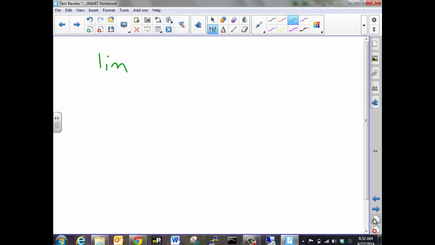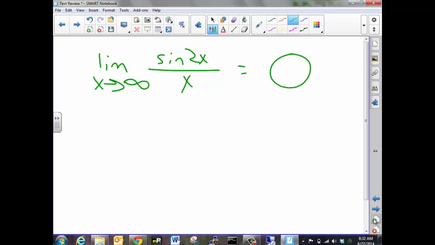There was another problem. If I'm not mistaken, it was something like the sine of 2x over x. And that limit is 0. Because, tell me what's happening on the top. The sine of 2x. That's right. It's just oscillating back and forth between 1 and negative 1. It's never bigger than 1, and it's never smaller than negative 1. And the bottom is just getting bigger and bigger.